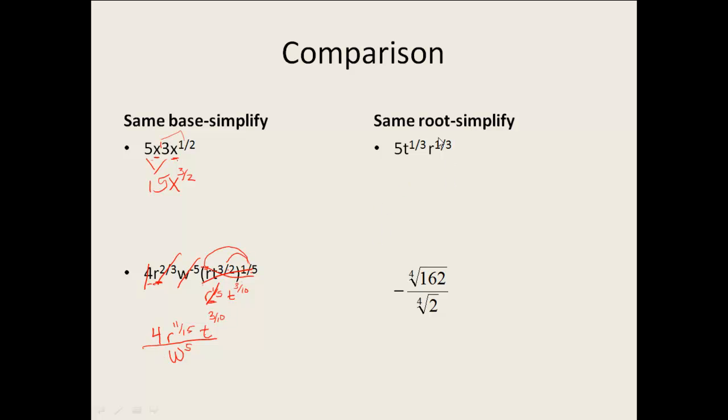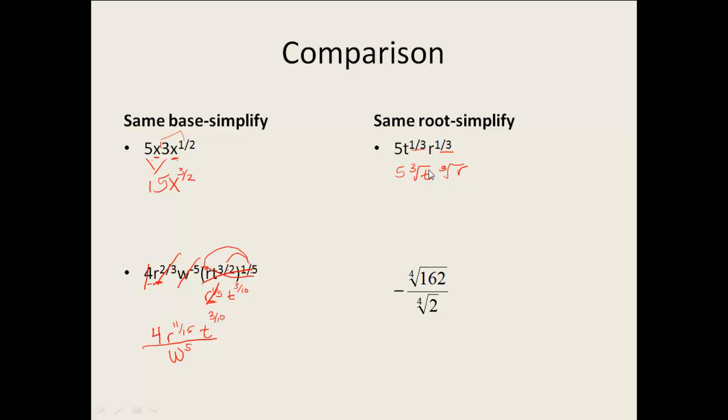Now over here we have the same roots. I know that they're the same roots because they have the same exponent here. So this is really 5 cubed roots of t times the cubed root of r. It's just written with rational exponents.